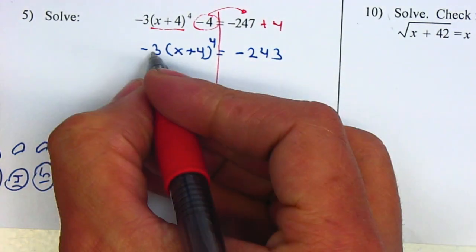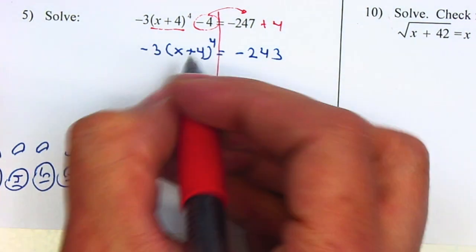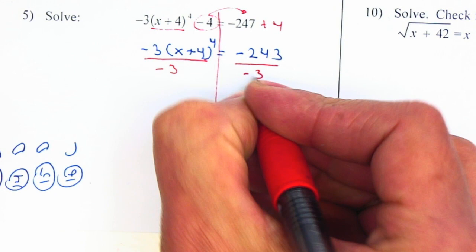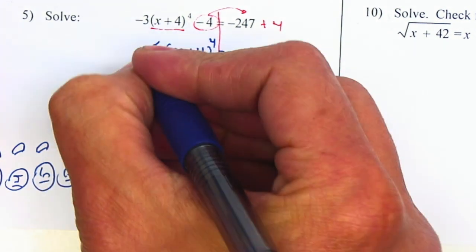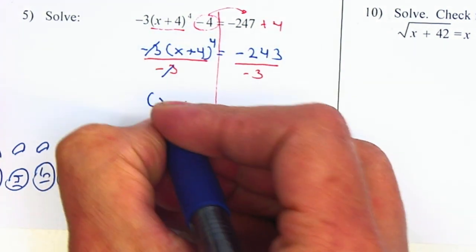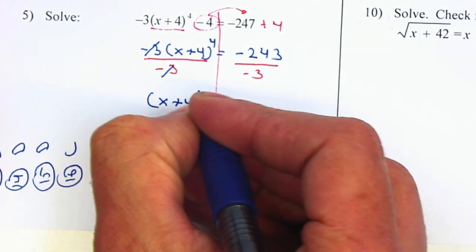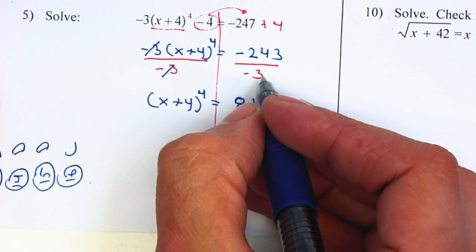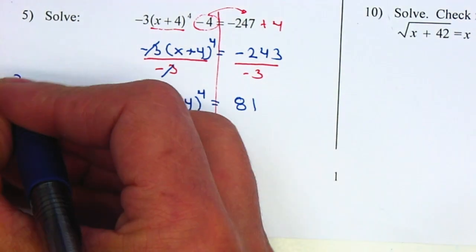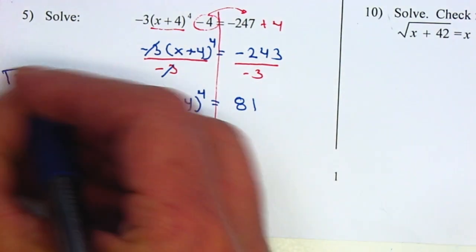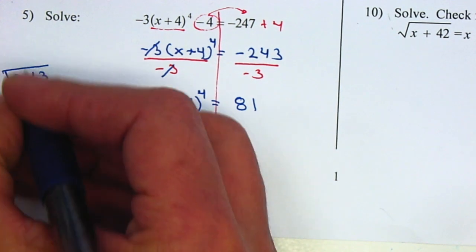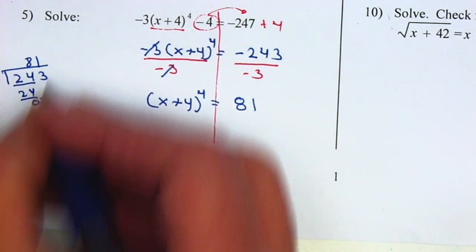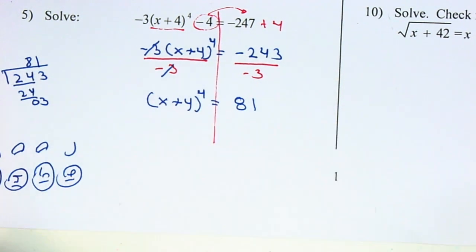I still need to get rid of the negative 3. I cannot take the root yet. I'm going to divide by negative 3. Divide by negative 3. Double cancel. We have x plus 4 to the 4th power is equal to 81. Negative 243 divided by 3 is 81. If you're not sure, then just do the long division. 3 goes into 24, 8 times, 24, 0, 1 time, 81.